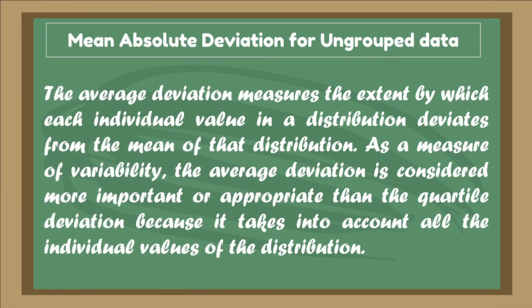The average deviation measures the extent by which each individual value in a distribution deviates from the mean of that distribution. As a measure of variability, the average deviation is considered more important or appropriate than the quartile deviation because it takes into account all the individual values of the distribution.